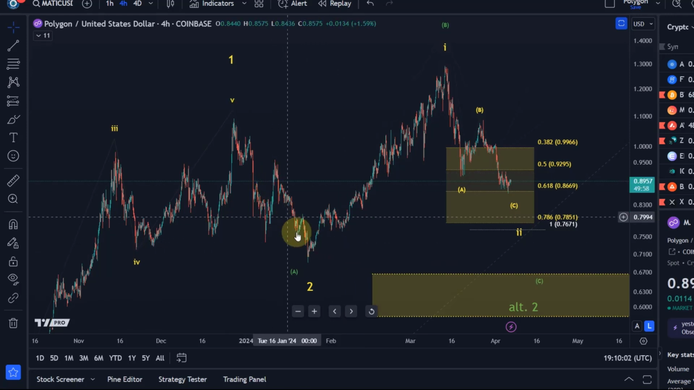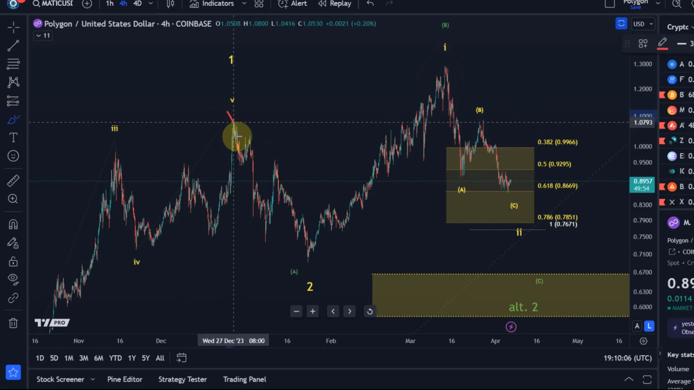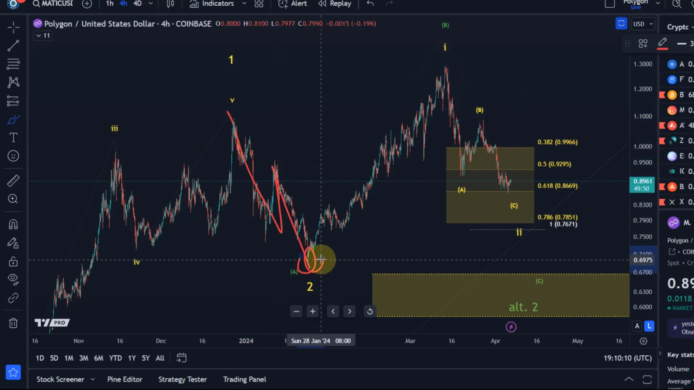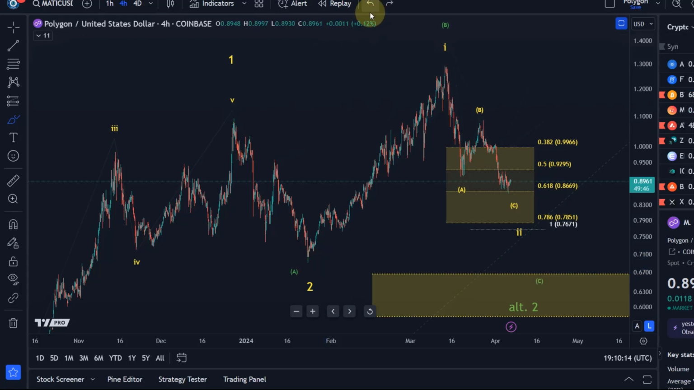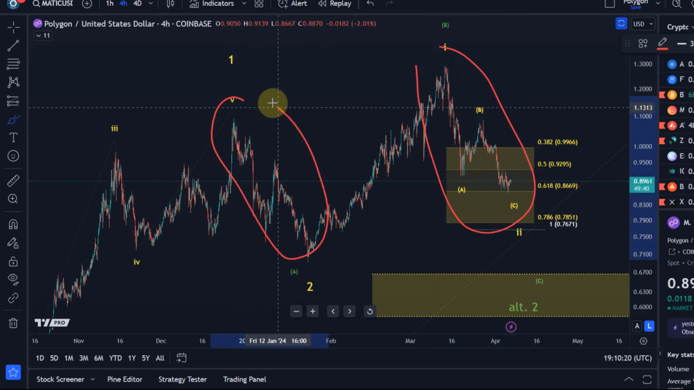But this wave 2, which happened here in January, also consisted of an A, B, C structure. And here the C wave also didn't quite reach the 100% extension. But structurally, as you can see, they look quite similar. You've got this initial move down, which is the A wave, then the rally, which is the B wave, both quite shallow, and then the C wave down.